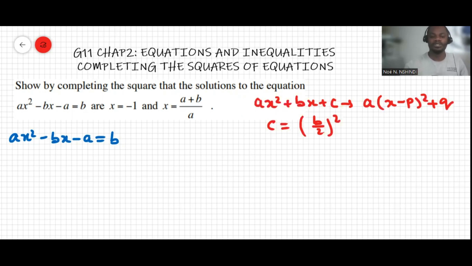Now, in this question, we're first going to move this negative a over, and then the equation will become ax squared minus bx equal to, I'll leave some spaces for good reason, equal to b plus a, or just say a plus b. Okay, a plus b. Now, I am going to get rid of these coefficients here, a. How am I going to do that? It's when I will divide here by a, divide each term of the equation by a.